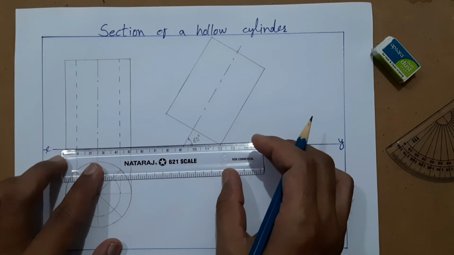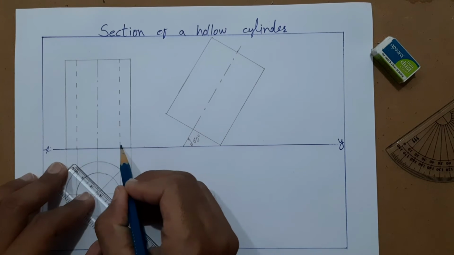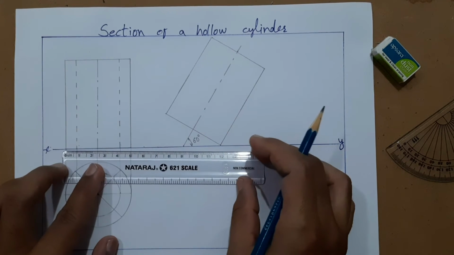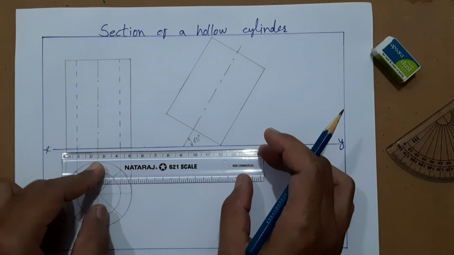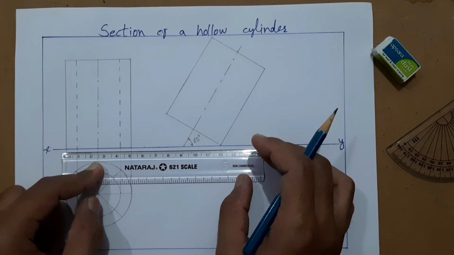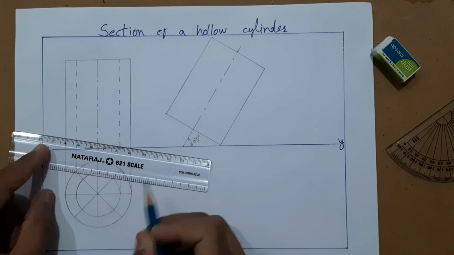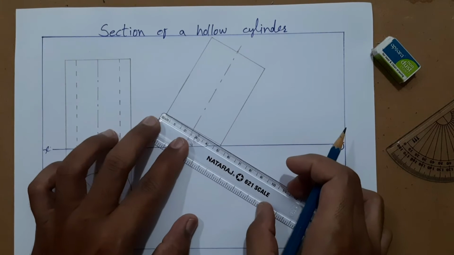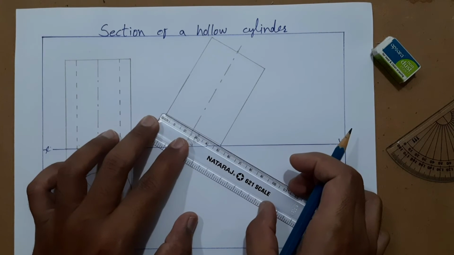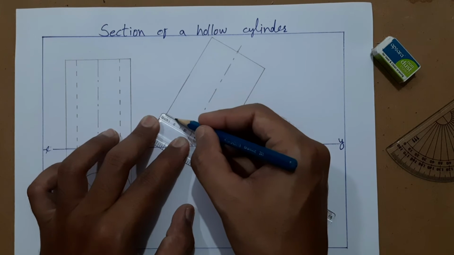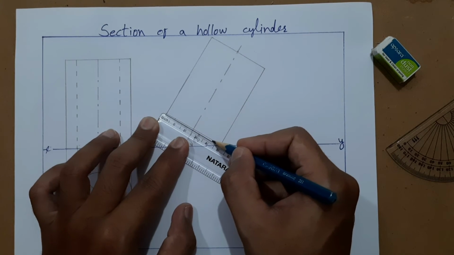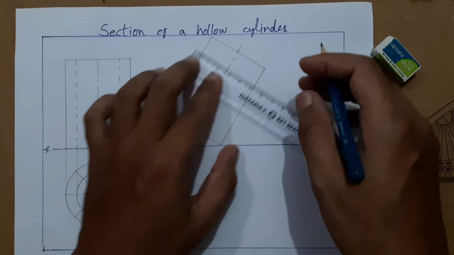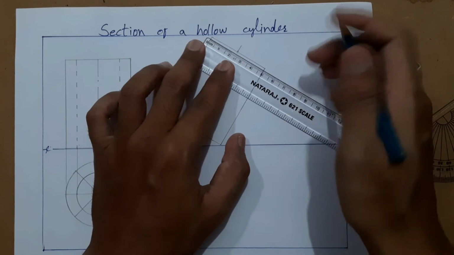Now measure this gap. You have to measure this or this, both are the same. That goes around 7 mm, right? 7 to 8 mm actually. Anyhow, this thickness is 8 mm. Here also it is coming 8 mm. We'll mark 8 mm here, 8 mm here, here both the sides also.